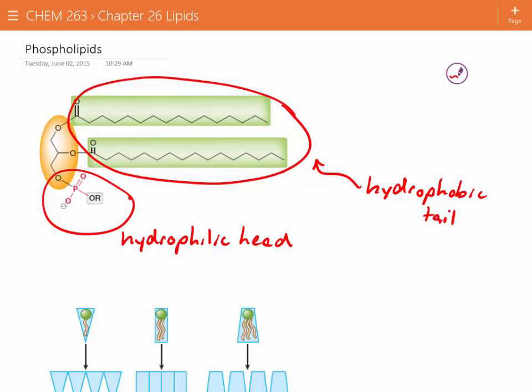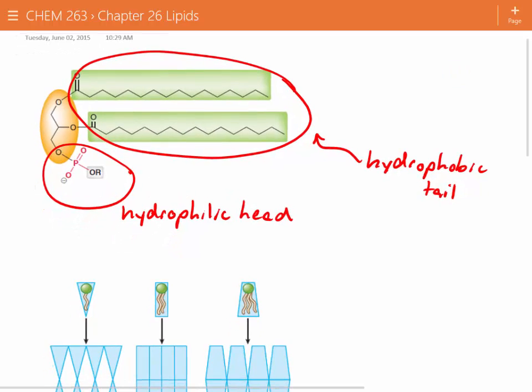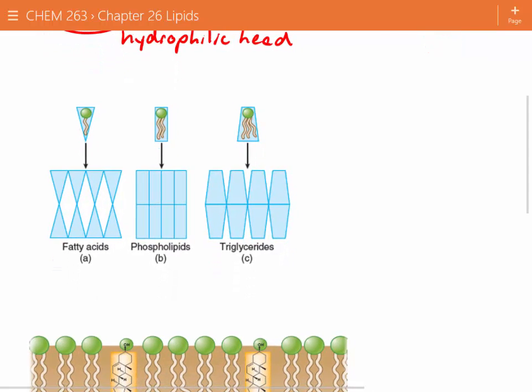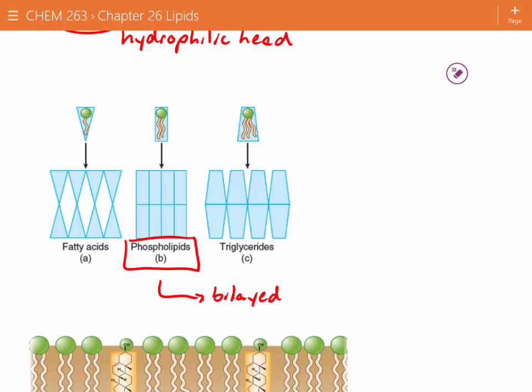Our body makes use of these for cell membranes. So if you look at how membranes can be structured, you could have three different types of membranes. You could have a fatty acid membrane with simple waxes, with simple fatty acids, or you can have a phospholipid bilayer. This is how cells are normally made. This is phospholipids.